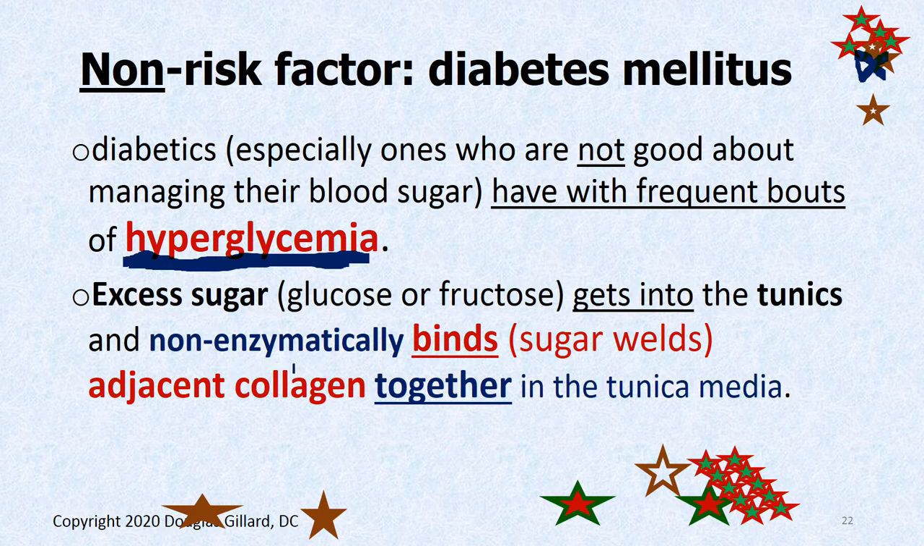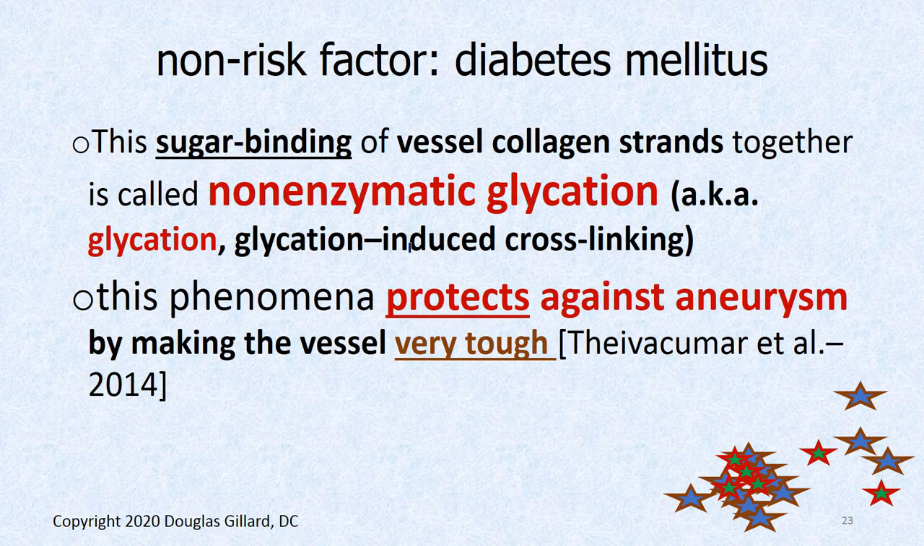And once it's there, it can bind adjacent collagen. Remember the tunica media, kind of stretchy, kind of like an accordion? It has all those strands of collagen and elastic tissue running side by side. The sugar binds those strands of collagen together and makes them swell and get very thick and stiff. And that's called, of course, non-enzymatic glycation. And that's another thing you should have learned in biochemistry.